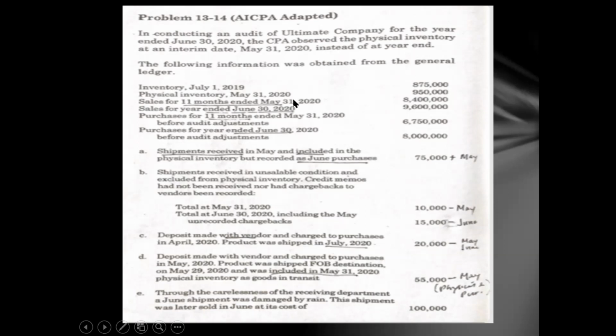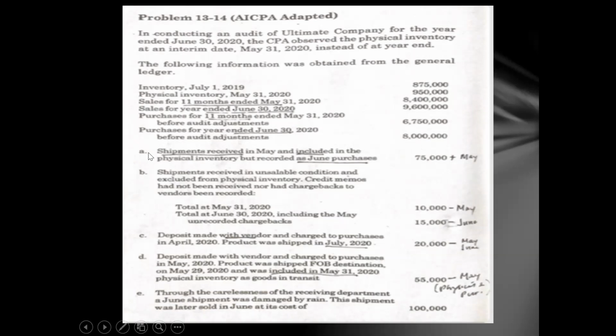Sales for 11 months ended May 31, that's 8,000,000. Sales for the year ended June 30, 2020, so this is 1 month after the May, so that's 9.6 million. So the difference between your June and your May is of course your sales for the month of June. Purchases for 11 months ended May 31 before any adjustments is 6,750,000, while your purchases for the year ended June 30, so this is for 1 year, this is for 11 months, that's 8 million. Then we have here information for your possible adjustments.